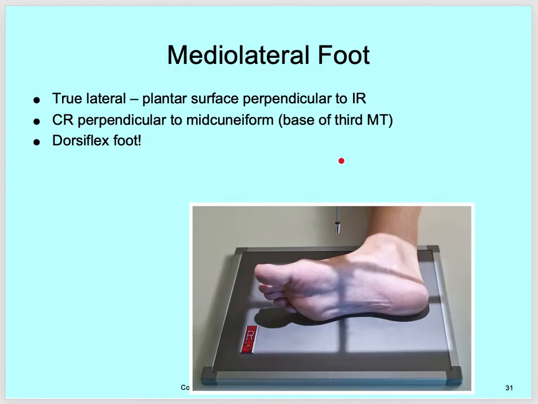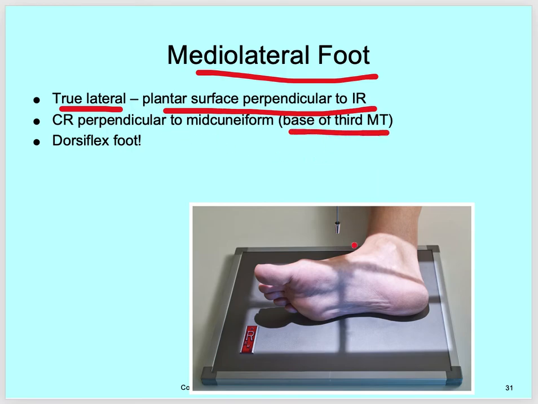Your medial lateral foot. Most images of your lateral foot are going to be medial lateral. It's not wrong to do a lateral medial, it just depends on what the patient's able to do. And this seems to be the most often used, the medial lateral. It's the easiest for the patient to position. So make sure they're in a true lateral. The plantar surface is perpendicular to the image receptor. Your central ray is to the mid-cuneiform base of the third MT joint. So still the base of the third MT joint or the mid-cuneiform.